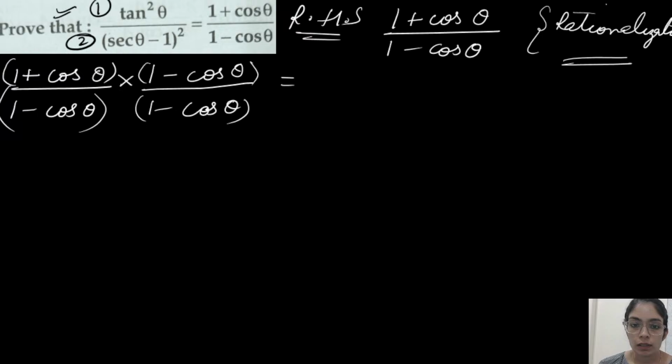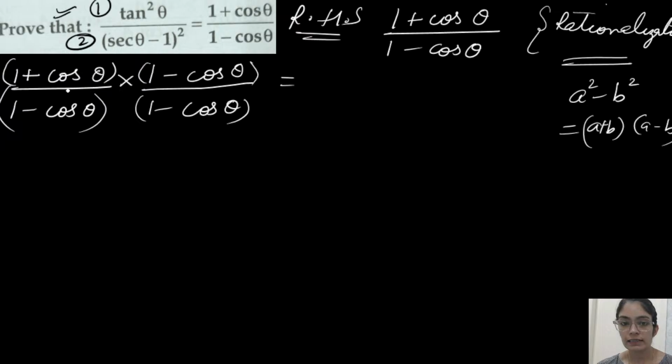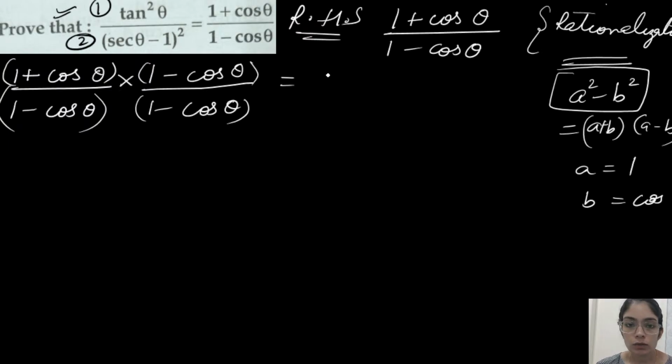Now in the numerator I will get a plus b into a minus b. Again we have to use the identity: a square minus b square is a plus b into a minus b. Whenever we are doing rationalization, we have to use a square minus b square. Here we have done rationalization of the numerator, so at the numerator we will apply the identity. So a is 1, b is cos. It will become 1 square minus cos square theta.